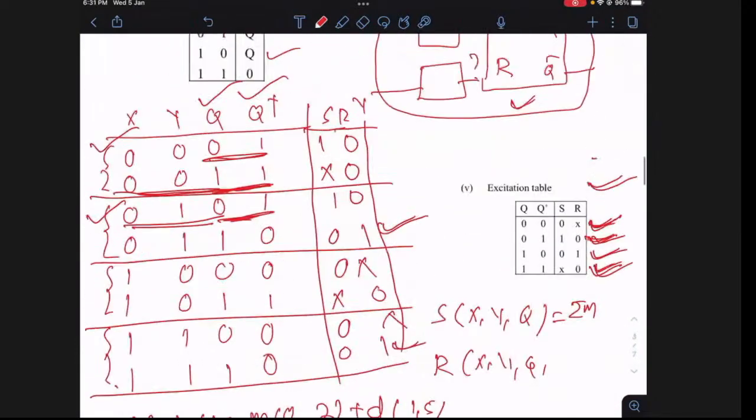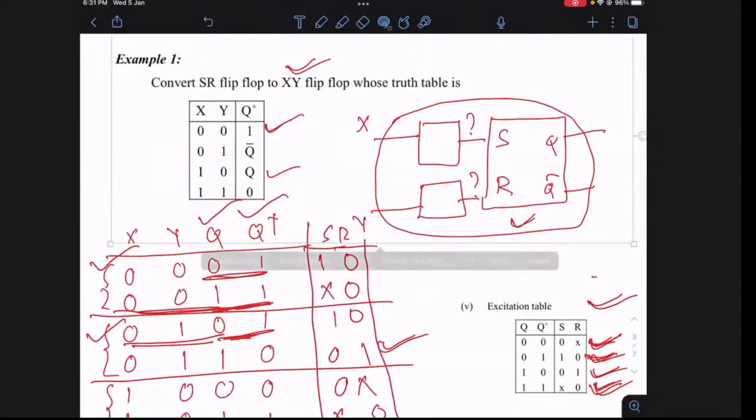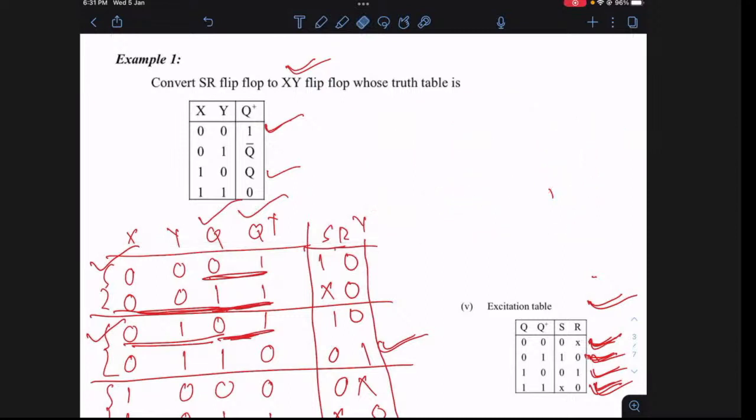So if I ask you to design the corresponding circuit, how will this circuit look? So it is an SR flip-flop.